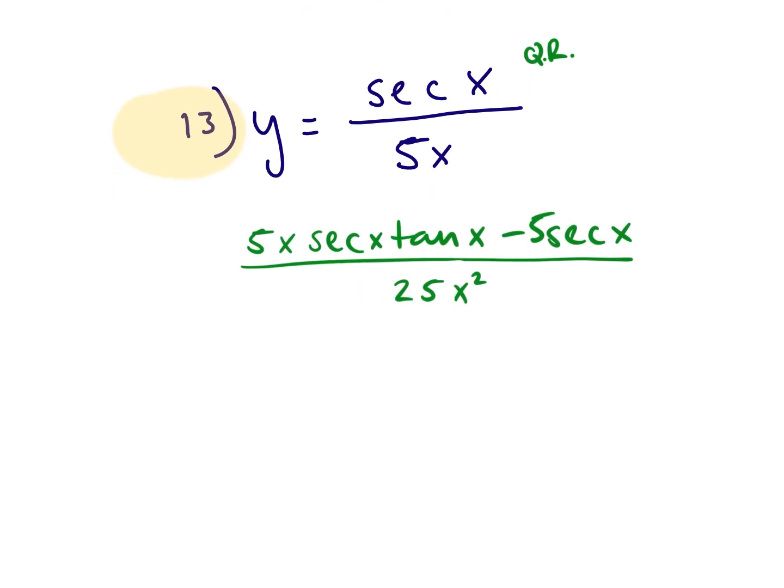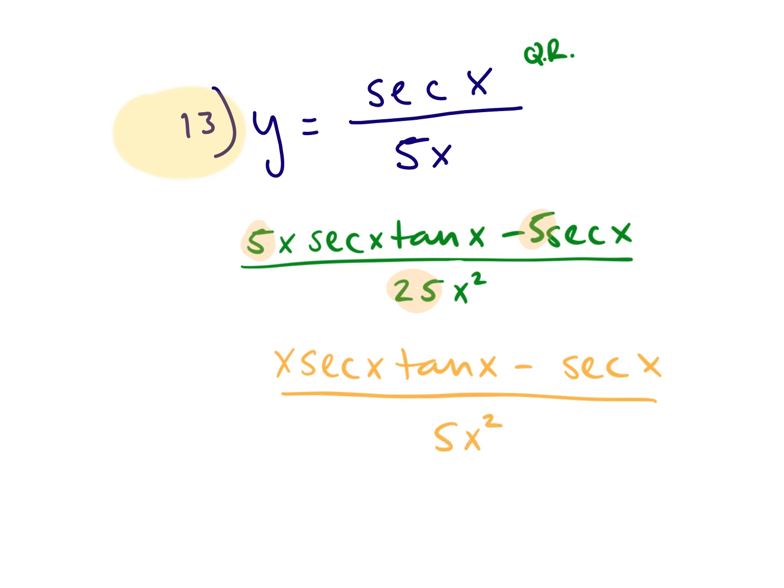A couple different ways we can simplify this. One way that you need to simplify, since we have a common factor in all of our terms, I've got a 5, and I can take a 5 out of 25, is we have to pull out that 5. So I'm going to divide all 3 of my terms here by 5. We're left with x times secant x tangent minus secant over 5x squared.